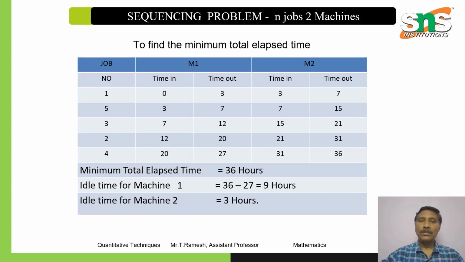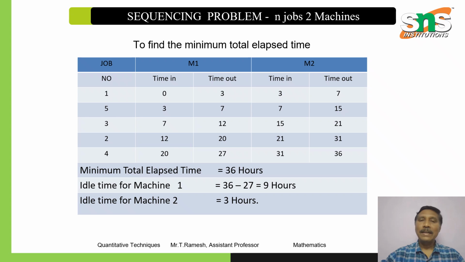So now we calculate the total elapsed time. Total elapsed time is the total working time from start to end. Here we start the machine at 0 hours, then we complete all the jobs, and we finish all the jobs at 36 hours. Therefore, the time duration is 36 hours. So the total minimum elapsed time is 36 hours.